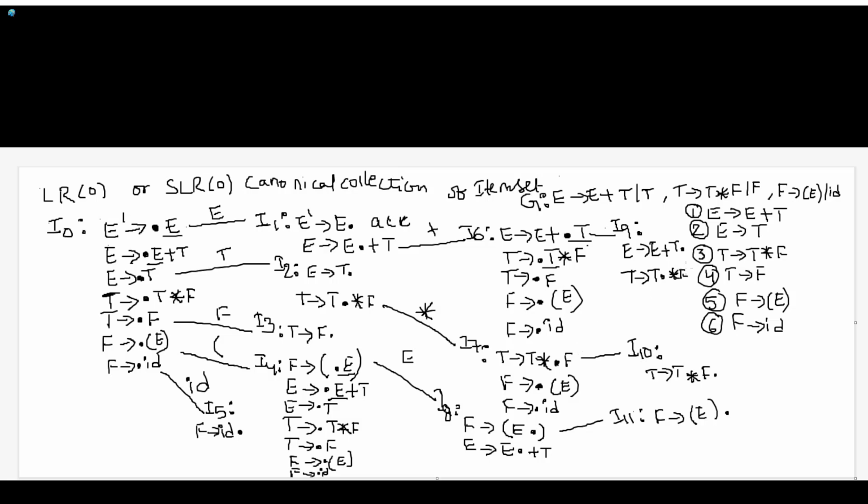Come to I9. What is I9? You check only the starting rule. Don't go with the second rules. Okay. Now what is the first rule? This is a reduce. Okay, so therefore go to I10. What is I10? Again it is reduce. Come to I11. What is this? Again it is a reduce action. So therefore this is the canonical collection of LR0 items, or SLR0 items, both are the same. From I0 to I11, we have constructed the states for the above grammar.